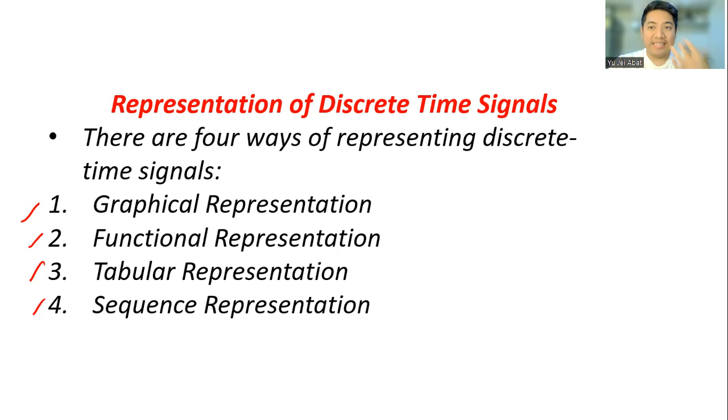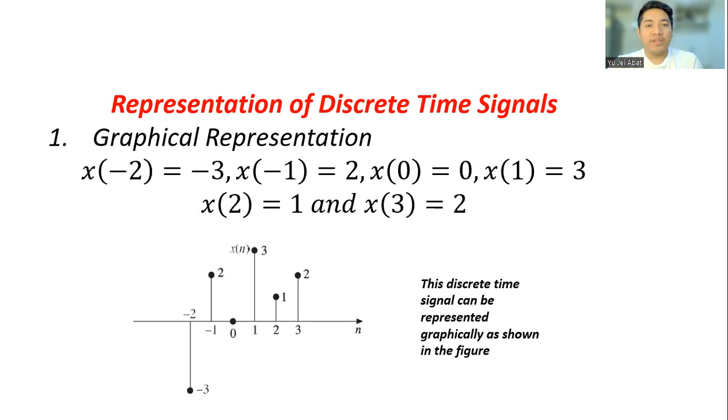When we talk about a discrete time signal, the amplitude of the signal as well as the x of n, or the n, the position of the signal, is discrete. For example, we have a graphical representation of this signal. We know that the value is x of n. We can represent a discrete time signal with x of n equal to the value of the amplitude, whether that amplitude is zero, negative, or a positive value.